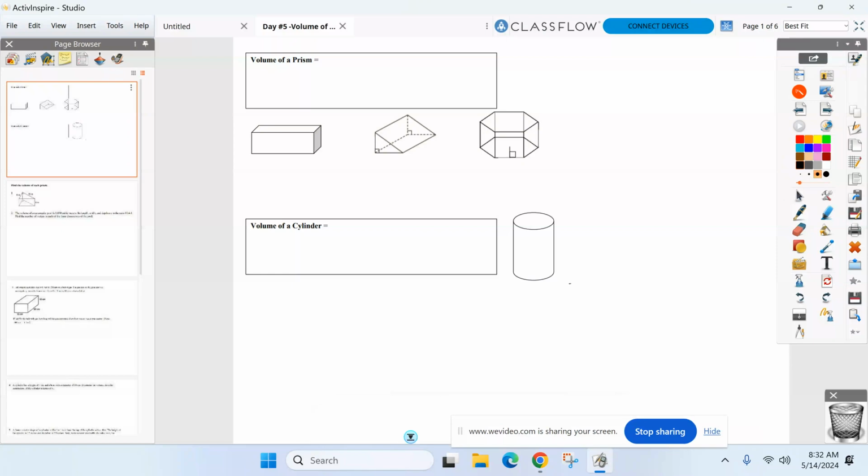If I take my cylinder right here, the surface area was everything around it. Now I'm going to take it and I already did this last period and fill it up. All right, how much water can be contained in the cylinder? That is volume. So now instead of being on the outside, we're going to be on the inside of the figure.